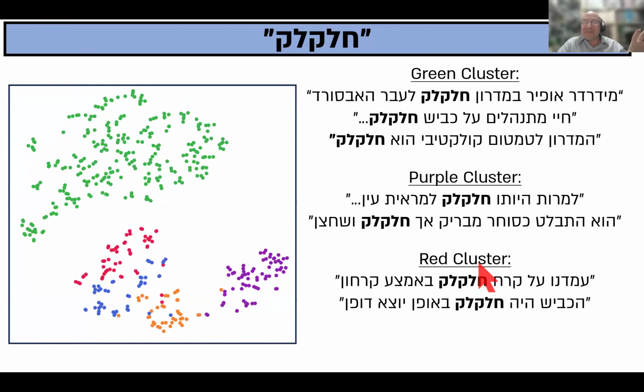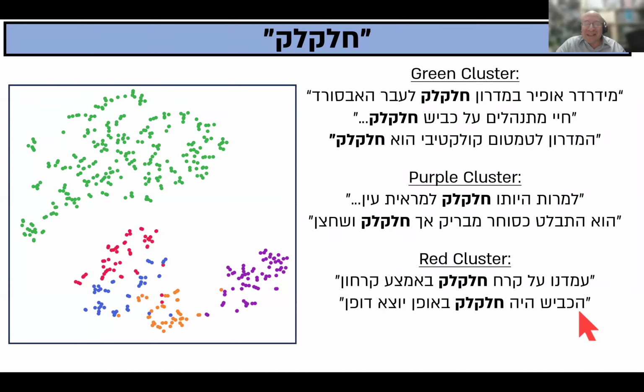It took those two usages of chalaklak, even though they're both adjectives, and even though they're both spelled and vocalized the same way, BERT separated the two of them into two clusters. Now, what's even more interesting is that we have a third cluster here, the red cluster. And let's take a look at what that has. It has a bunch of sentences like the following: Amadnu al kerech chalaklak. We stood on slippery ice, or hakvish haya chalaklak. The road was slippery.